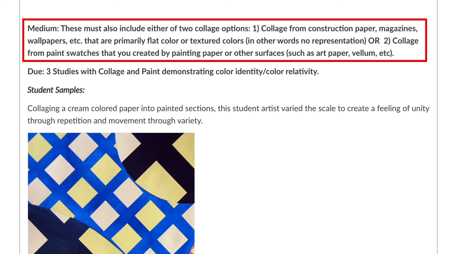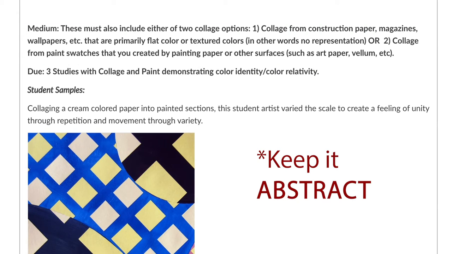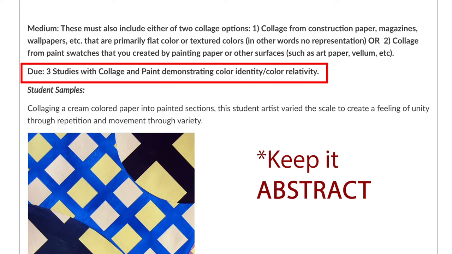So these must also include either of 2 collage options. 1, collage from construction paper, magazines, wallpapers, etc., that are primarily flat in color or textured colors. In other words, no representation. We're still keeping this an abstract assignment. Or 2, collage from paint swatches that you create by painting onto paper or other surfaces such as art paper, vellum, wood, anything, and then cutting it into the shapes that you want. So what is due are 3 studies with collage and paint demonstrating color identity and color relativity.